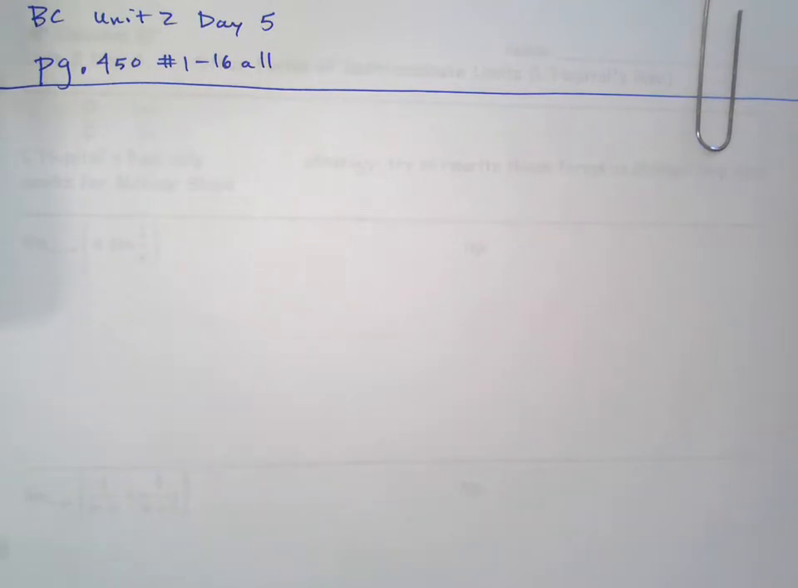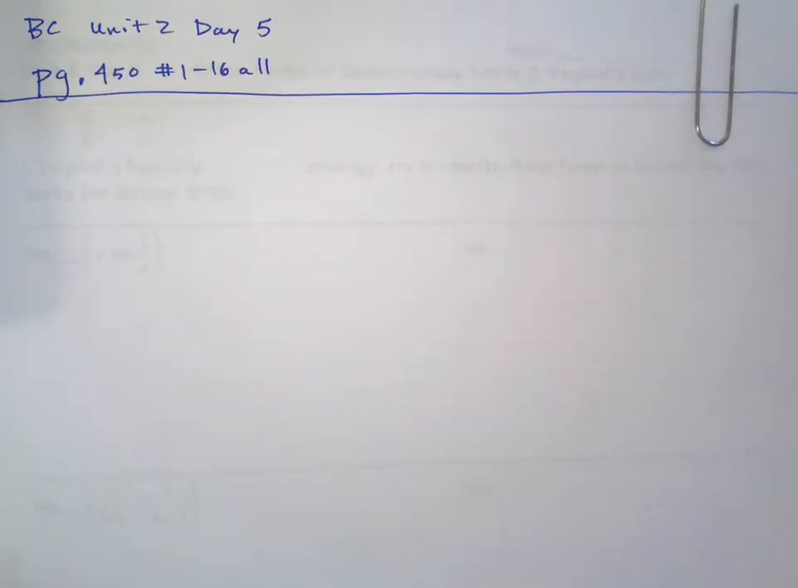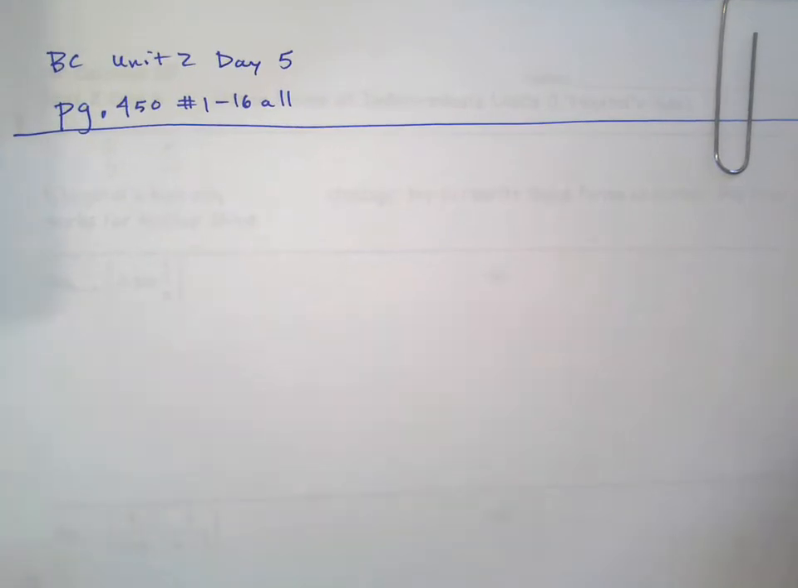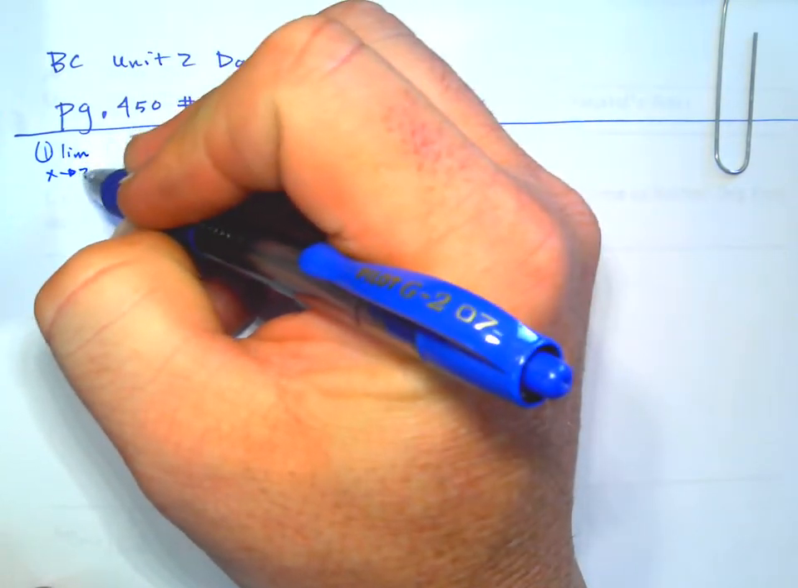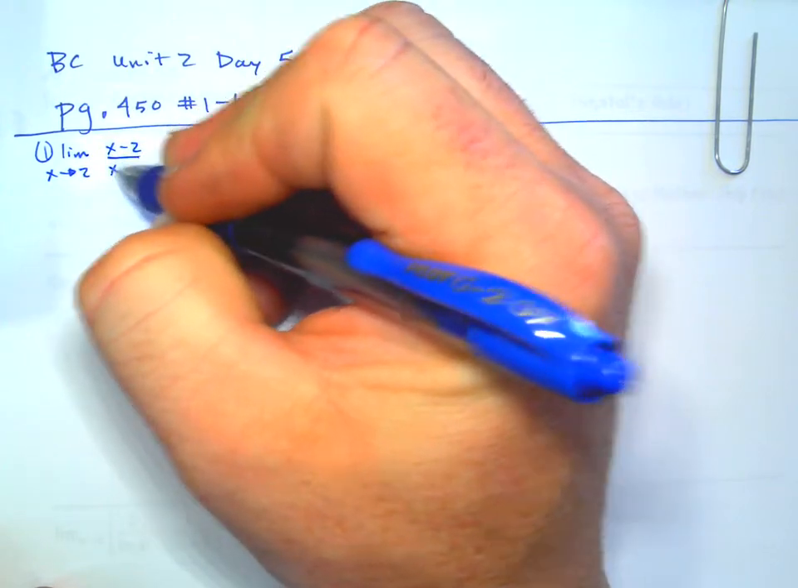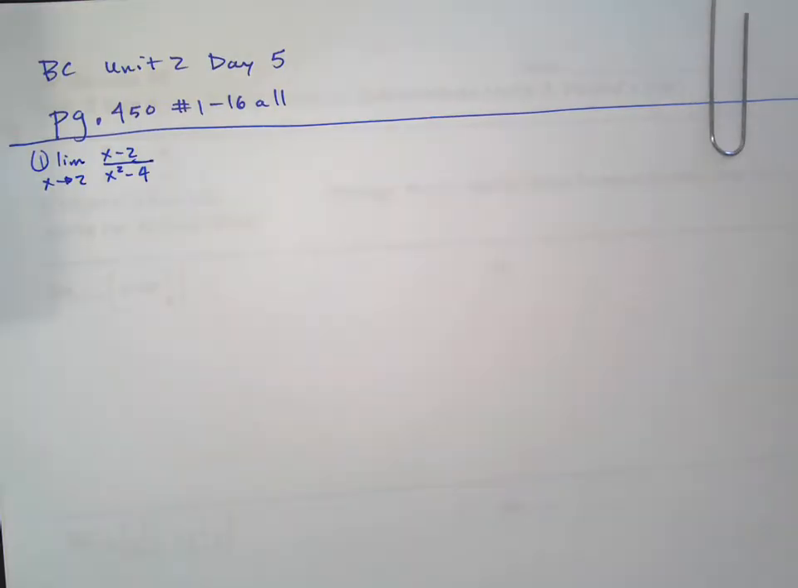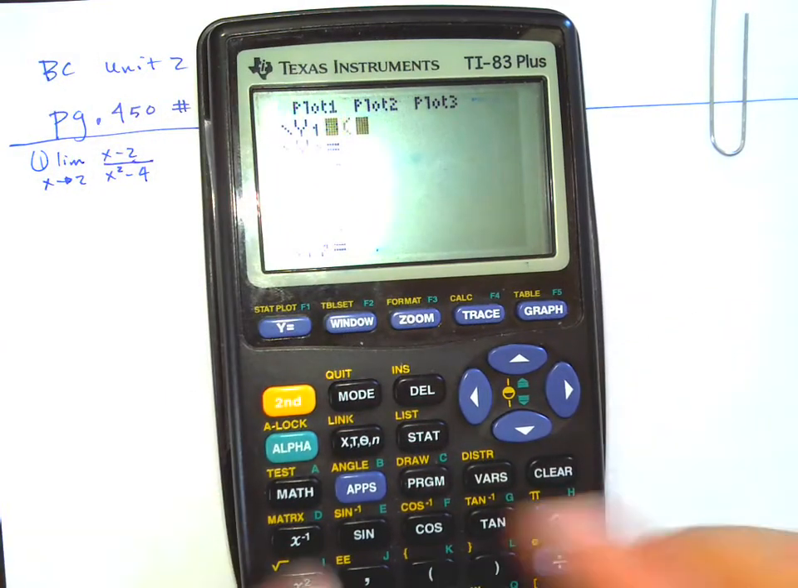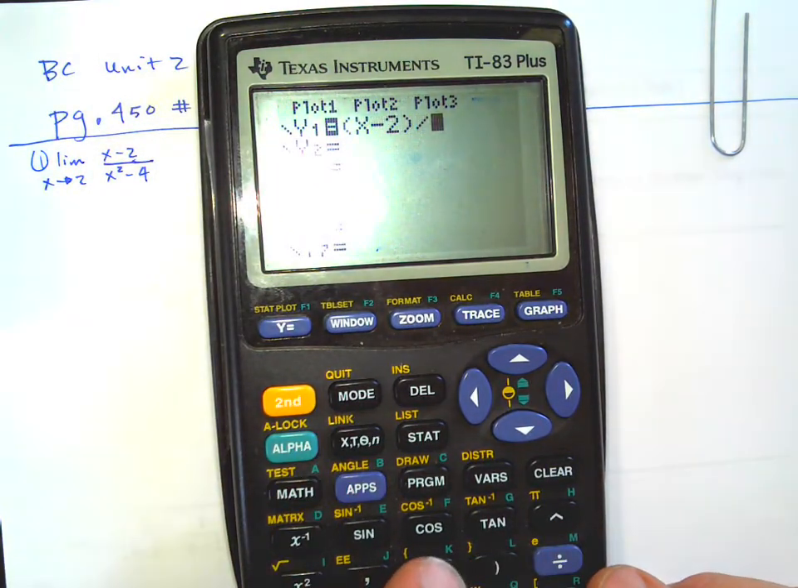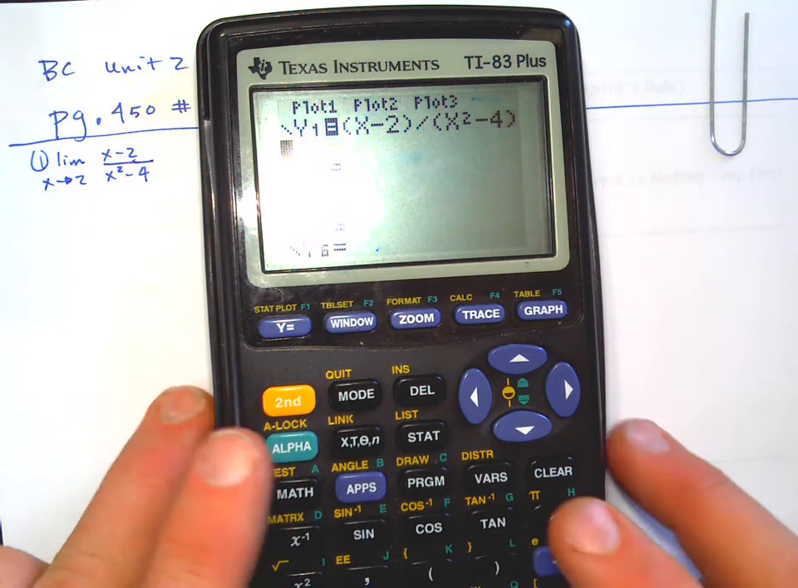So, let's see. First, 4 problems. Estimate the limit graphically and then use L'Hopital's rule to find the limit. So, number 1, limit as x approaches 2 of x minus 2 over x squared minus 4. So graphically, we're going to use a graphing calculator. And I'm going to also draw a sketch of it. So we're going to do parentheses x minus 2 divided by parentheses x squared minus 4.